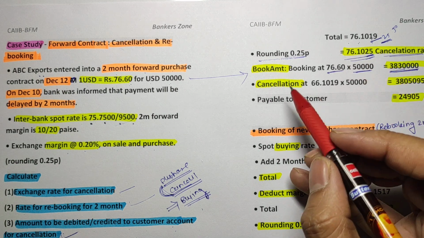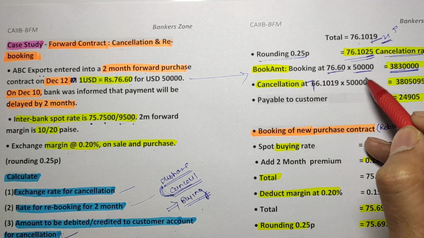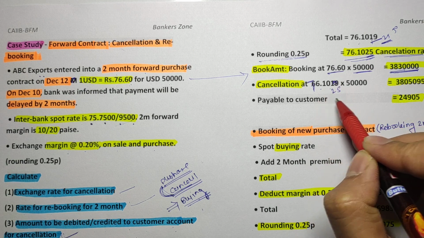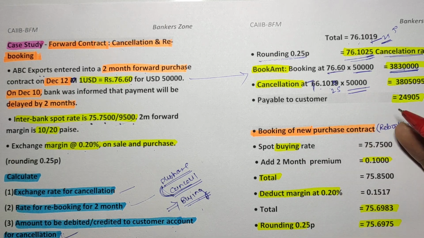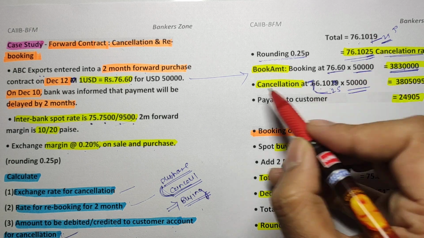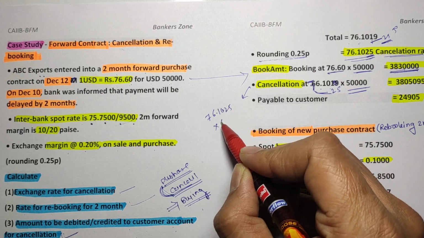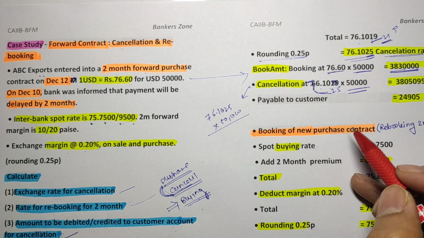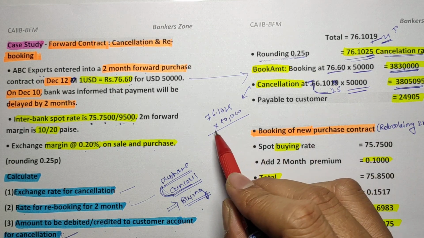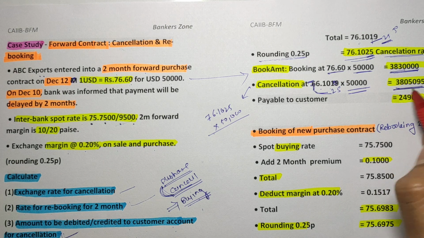That is 76.1025. Here you have to take 76.1025 and multiply it with the 50,000. Right, here you have to take the 76.1025, that is the cancellation rate, multiplied with the 50,000 US dollar. You will get some value. I don't know if it is correct or not. You can use the simple calculator for the calculation. So you will get a value for that cancellation value, suppose it is 3805095.